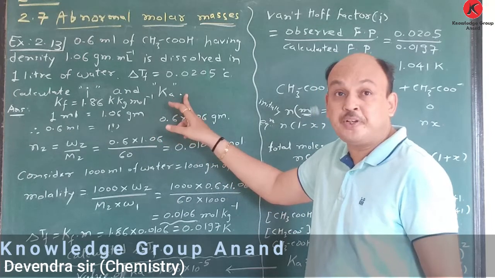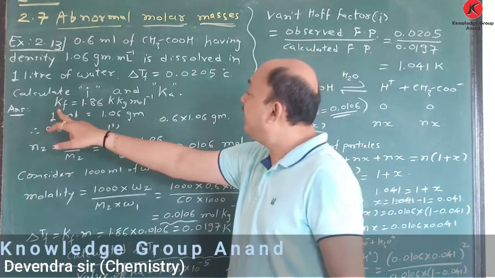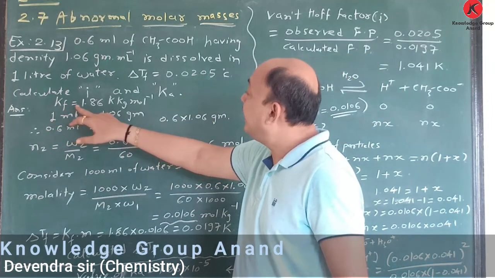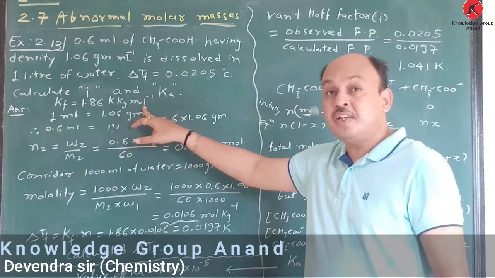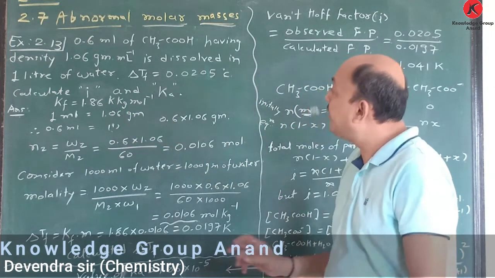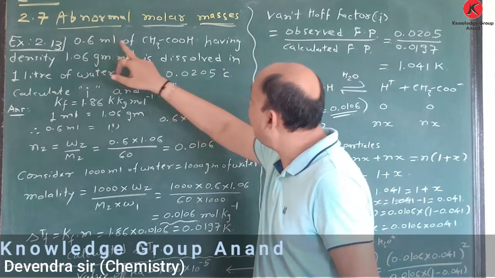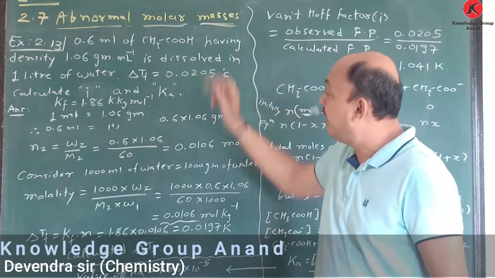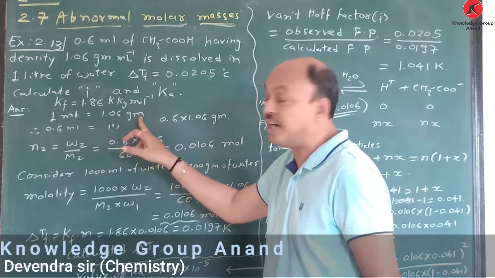Remember, this is very important. You already learned this in the equilibrium chapter in standard 11. The Kf value is not given, but in the data it is given as 1.86 Kelvin kilogram per mole. It's given in the examination. So here, first of all, 0.6 ml of acetic acid is given. So here 1 ml equals 1.06 gram.